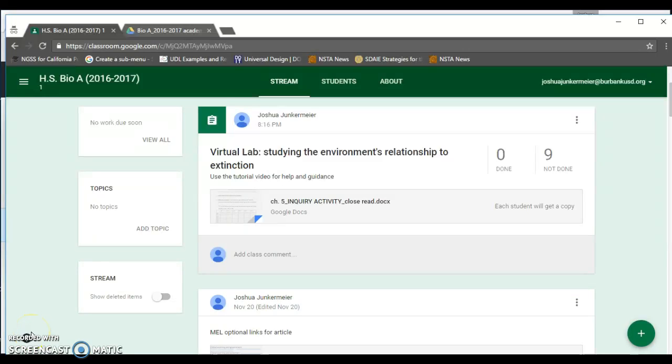Hello there. So we have our next virtual lab, or computer-based lab activity. This is our second one for our current chapter. We just finished studying how the molecules in an environment, particularly carbon dioxide, move throughout an environment and how they play a role with global warming.